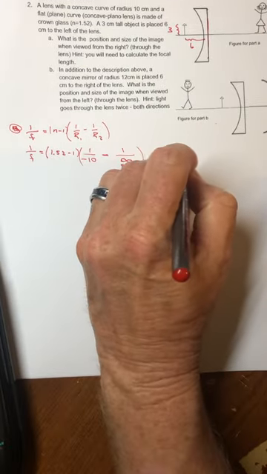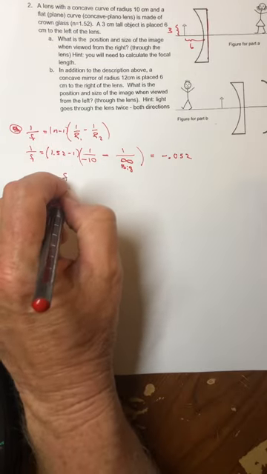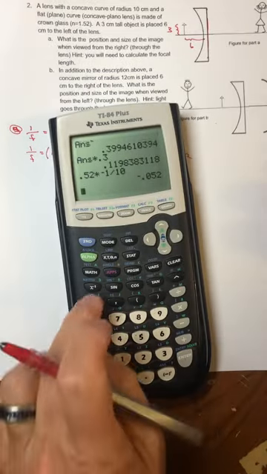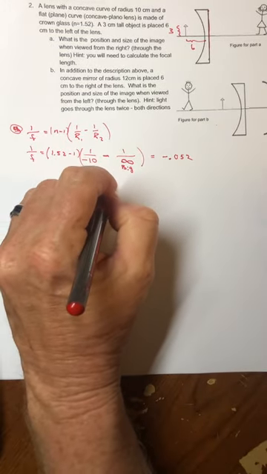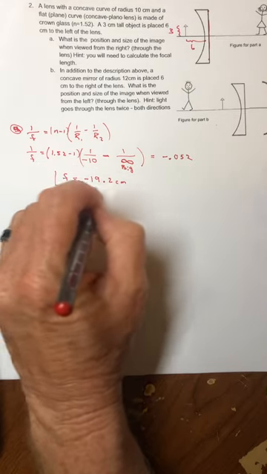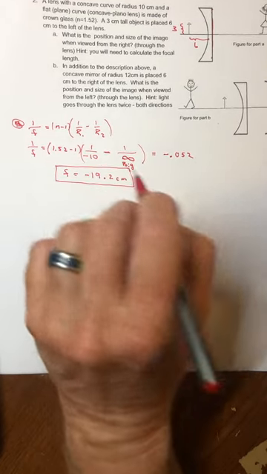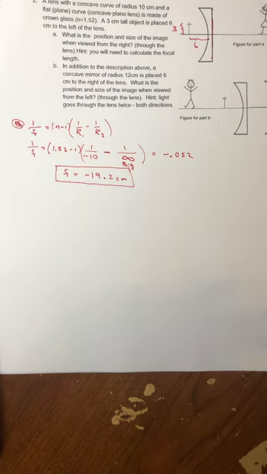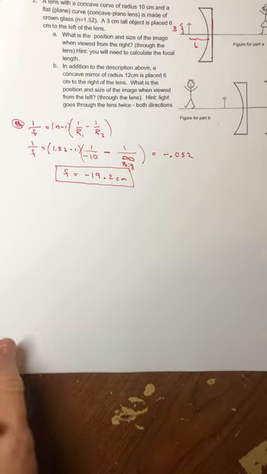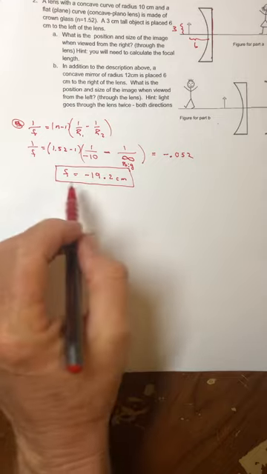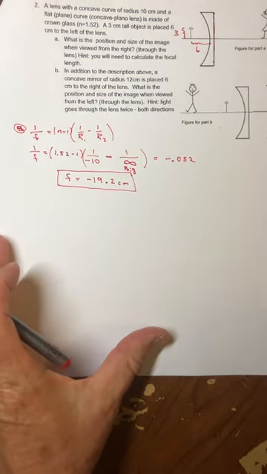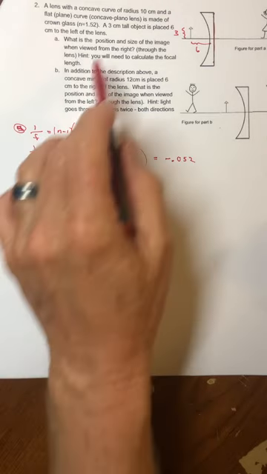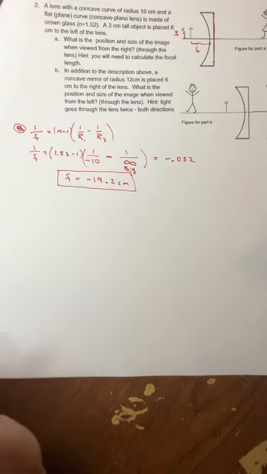And that, then, is a negative 0.052. And what I really want to know is its focal length. So let me take the reciprocal. And so that's a negative 19.2 centimeters. And, of course, not a surprise at the negative, I hope, because that is our idea of a diverging lens. A diverging lens always comes out to have a negative focal length. That's another little one of those rules and properties you can see in Table 3 and Chapter 36.